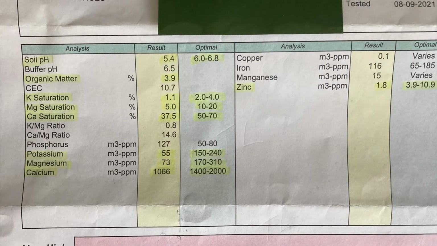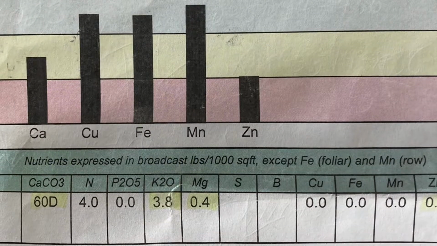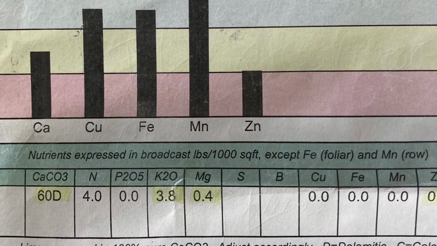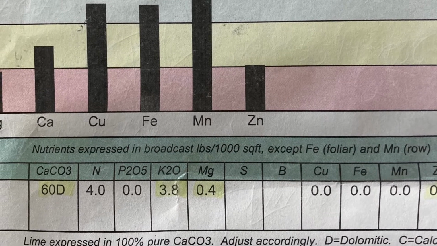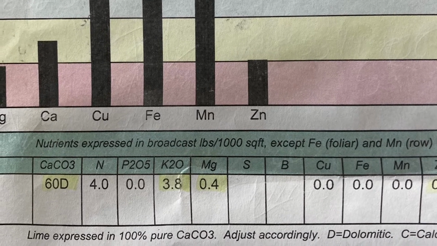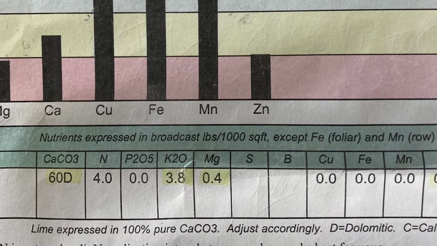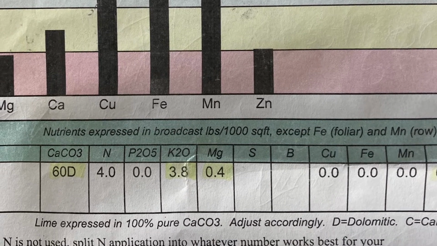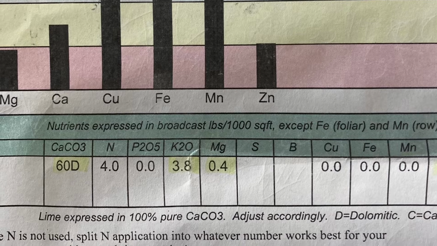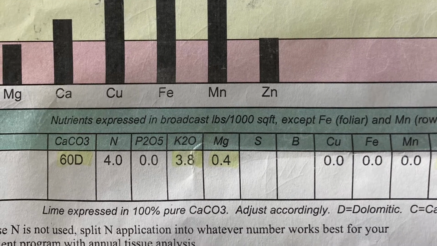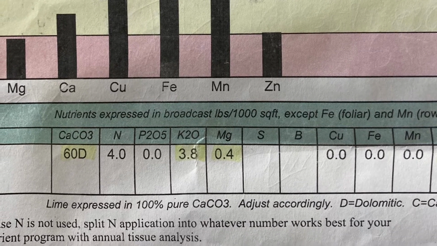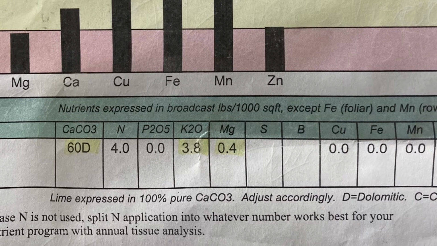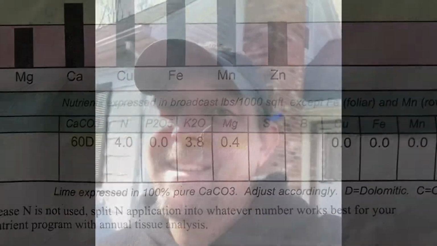So let's look back at this soil test. We determined that the soil pH is 5.4 and the calcium levels are low. Let's go back to this suggestion by the lab. So it's wanting us to put 60 pounds per thousand of Dolomitic lime down to correct the pH. It's kind of hard to do that all at once, and we're going to get into different ways of doing this.